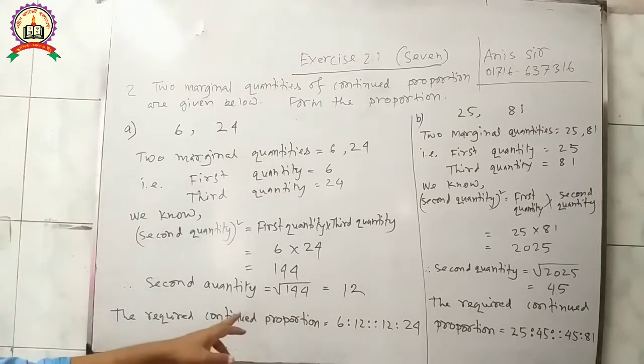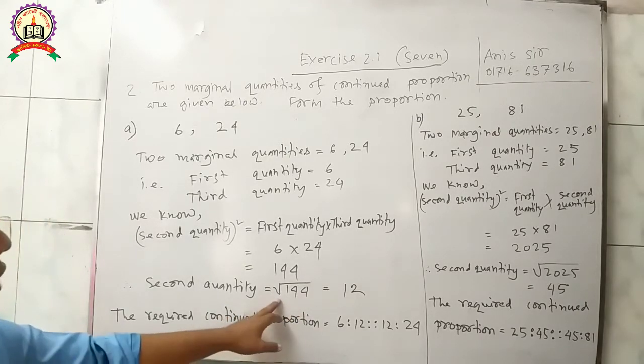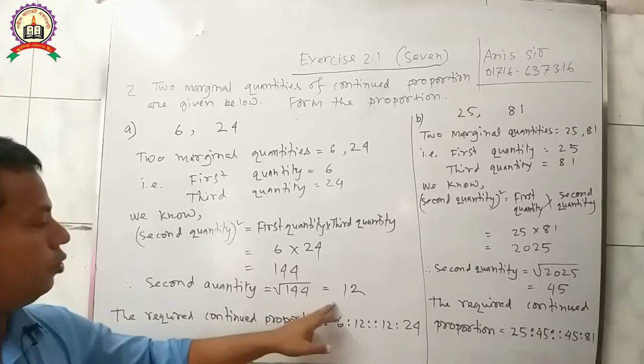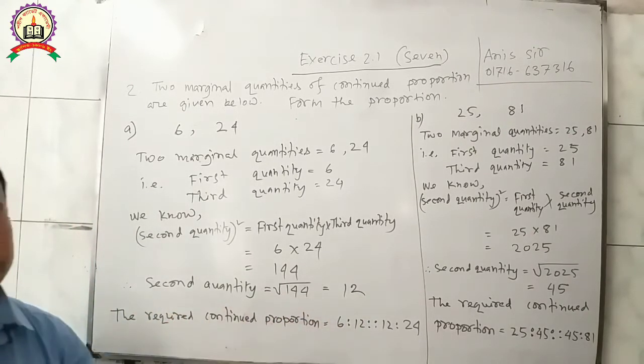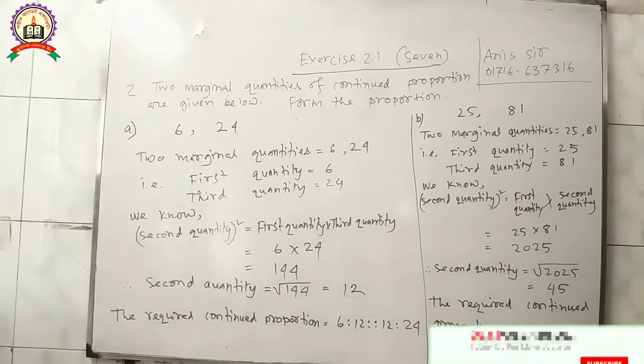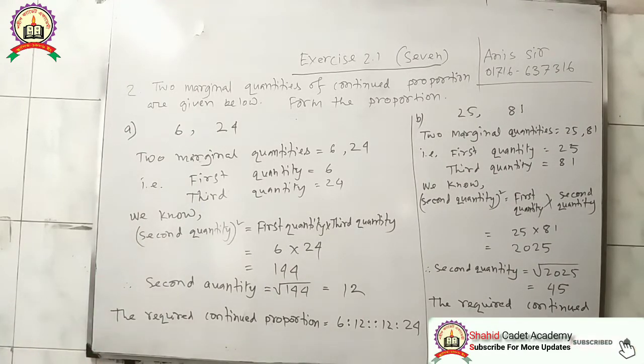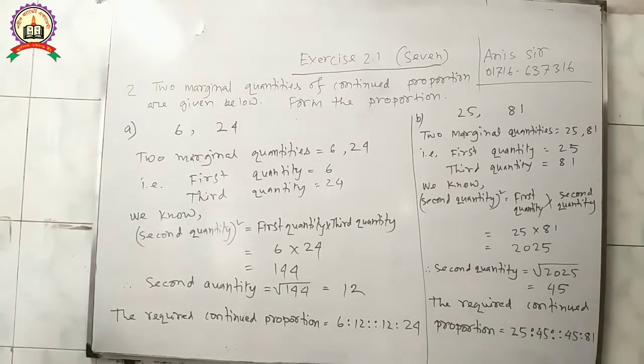So the square root of 144 equal to, we get 12. So this is the second quantity. By this process, by this formula, we have to find out the second quantity. Now we have to form the continued proportion.